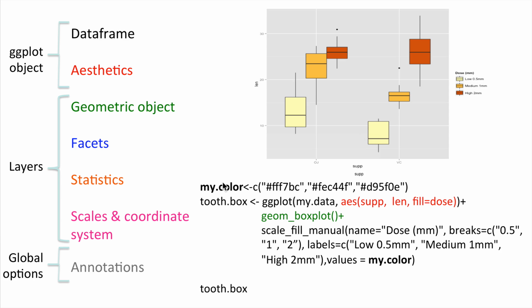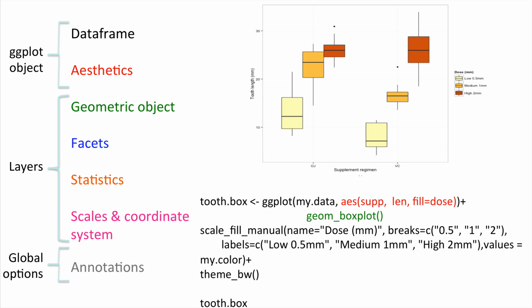Not only has the scale-fill-manual set new colors to our boxes, but it has also updated the legend. Next, we can try and address the grey background. This is simply done with the addition of plus theme_BW, BW standing for black and white. And this strips and makes the background element blank.